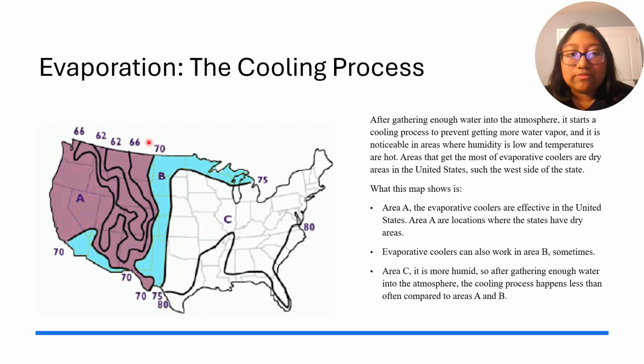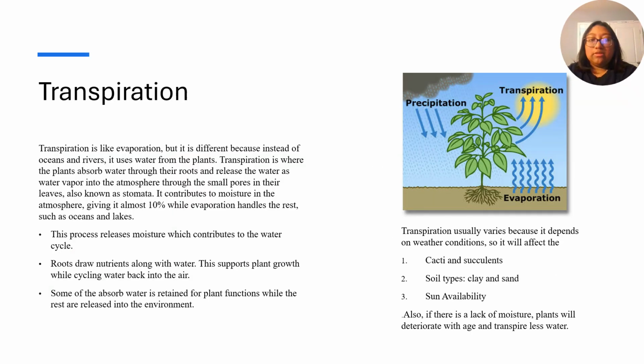You can see it going up from here to over here. Evaporative coolers can also work in Area B. Area C is more humid, so after gathering enough water into the atmosphere, the cooling process happens less often compared to Area A and B.